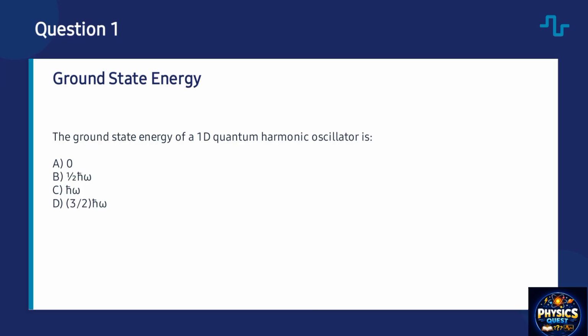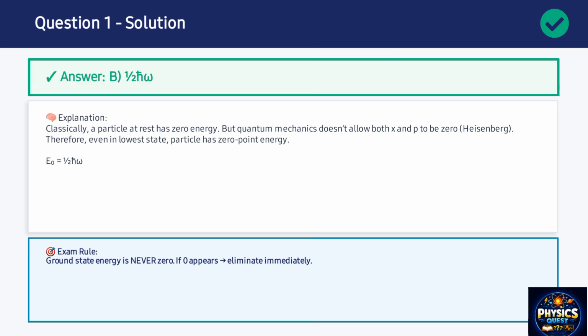Question 1. The ground state energy of a one-dimensional quantum harmonic oscillator is: option A, 0; option B, half ħω; C, ħω; D, 3/2 ħω. And the correct option is option B, half ħω.